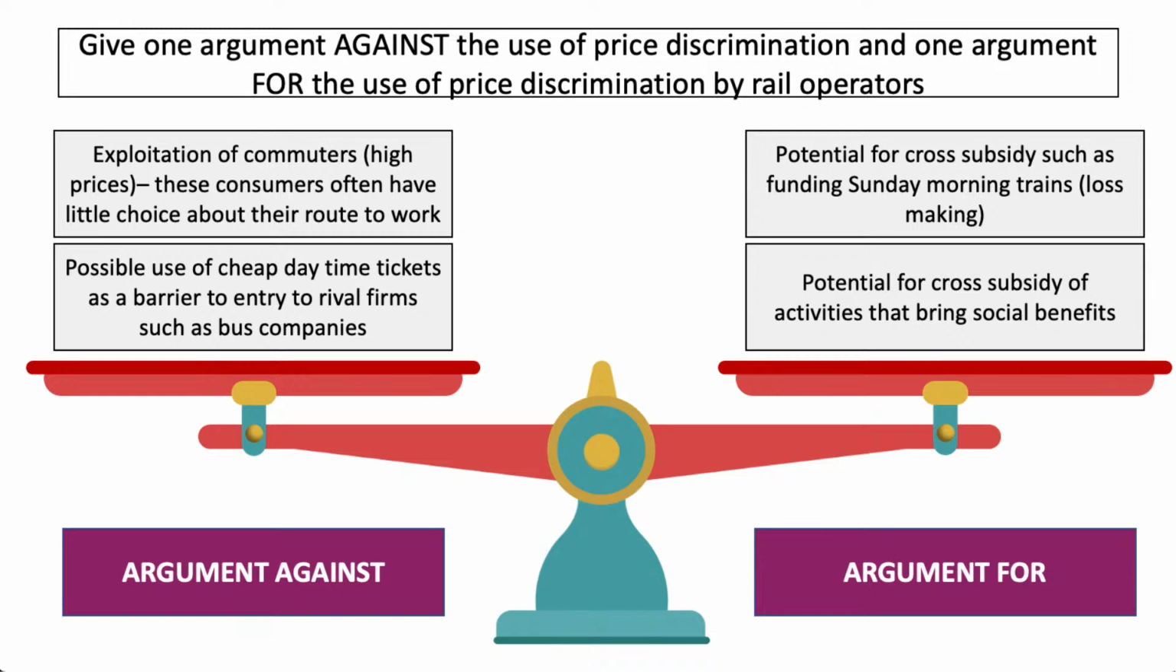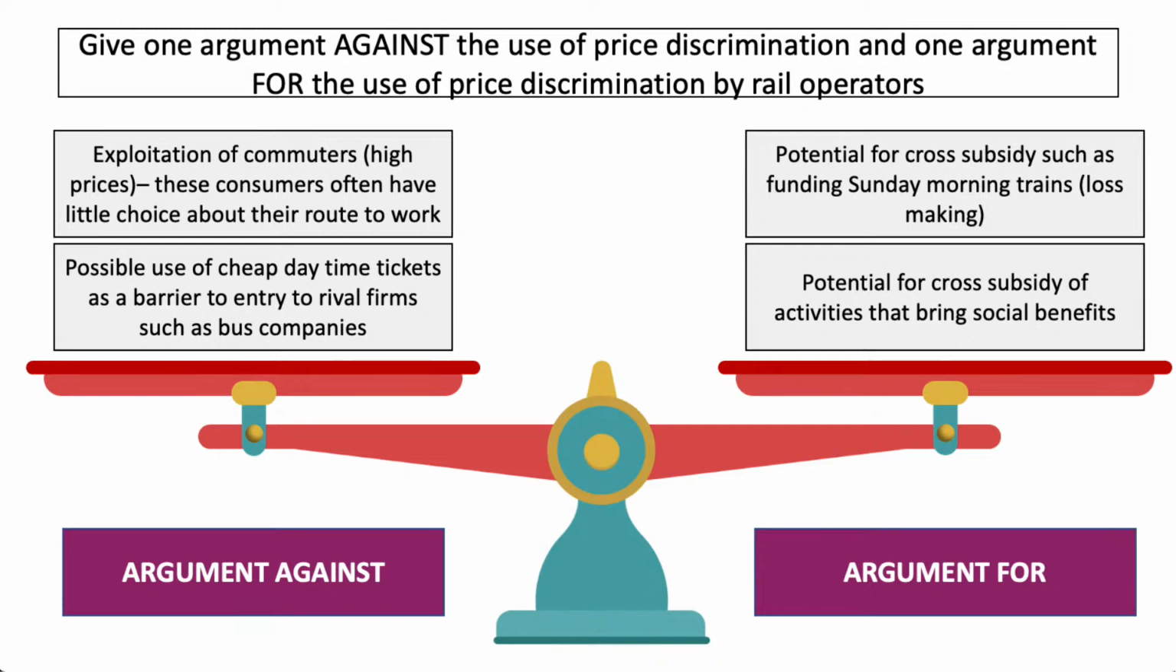Well, that's very true. Don't forget cross-subsidisation. When you're talking about price discrimination, cross-subsidisation is a key argument for. So it will allow those train operating companies to run those Sunday morning trains. You've seen them. There's about 4 people on there. It's loss-making. But charging more on a Monday to Friday morning allows them to run that Sunday service.